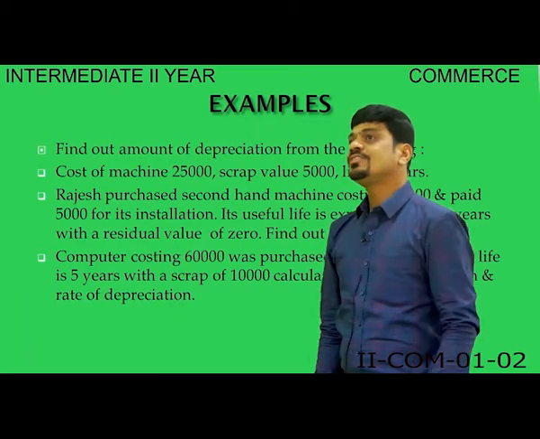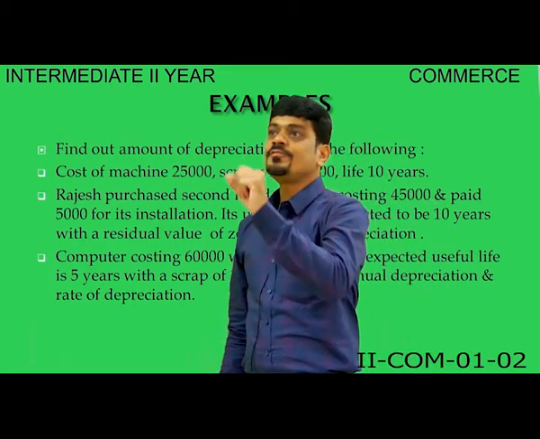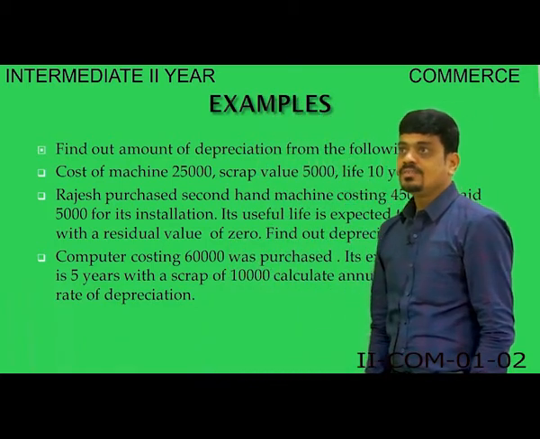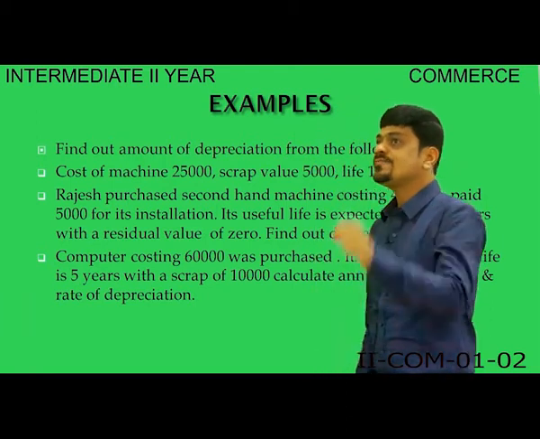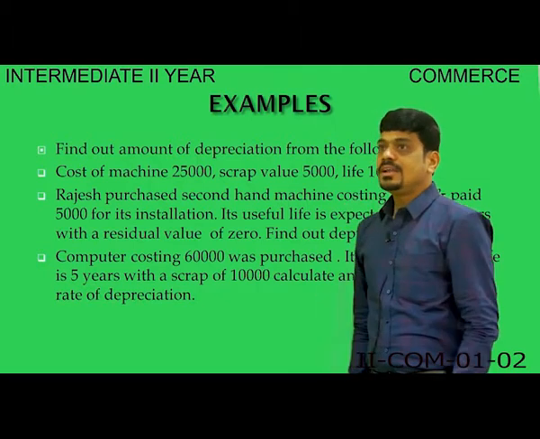In the first question, I gave you: find the amount of depreciation. Cost of machine I gave, scrap value I gave, and life of asset I gave. Are the 3 factors available in the question? Yes. What is the first factor? Cost. Second, scrap. And third, life.